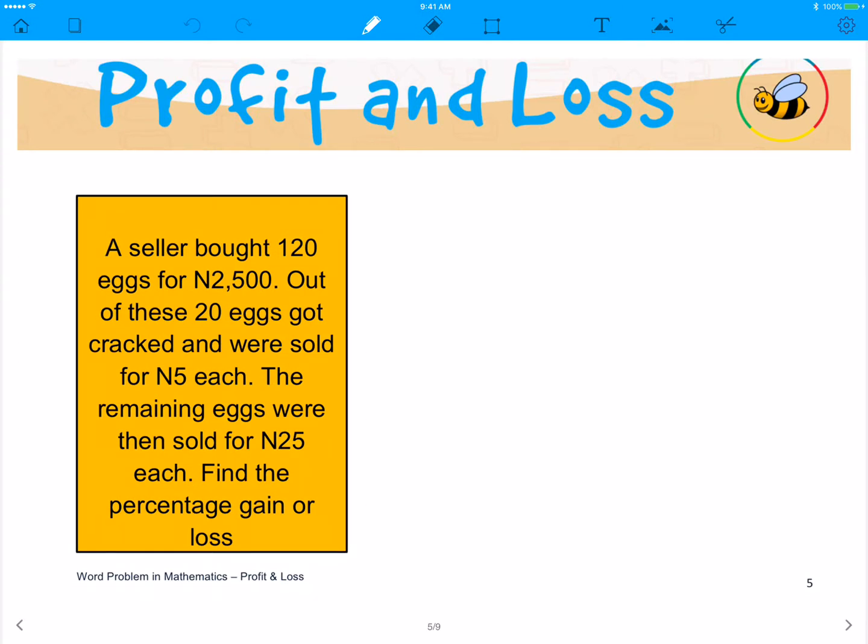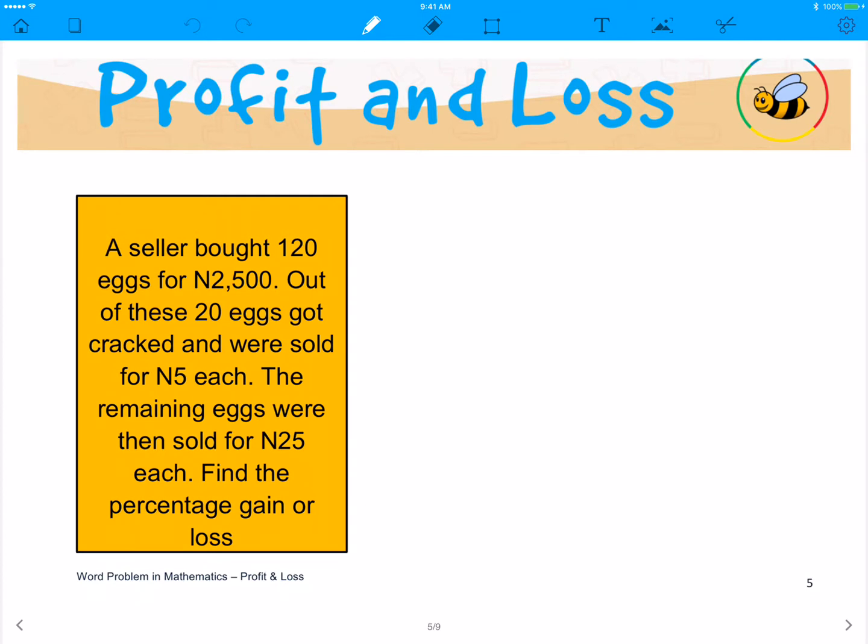A seller bought 120 eggs for 2,500 naira. Out of these, 20 eggs got cracked and were sold at 5 naira each. The remaining eggs were then sold for 25 naira each. Find the percentage gain or loss.